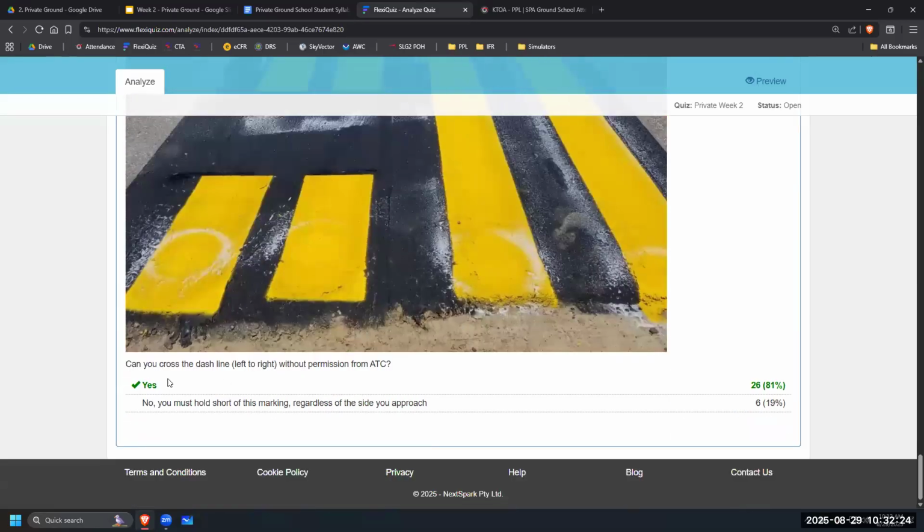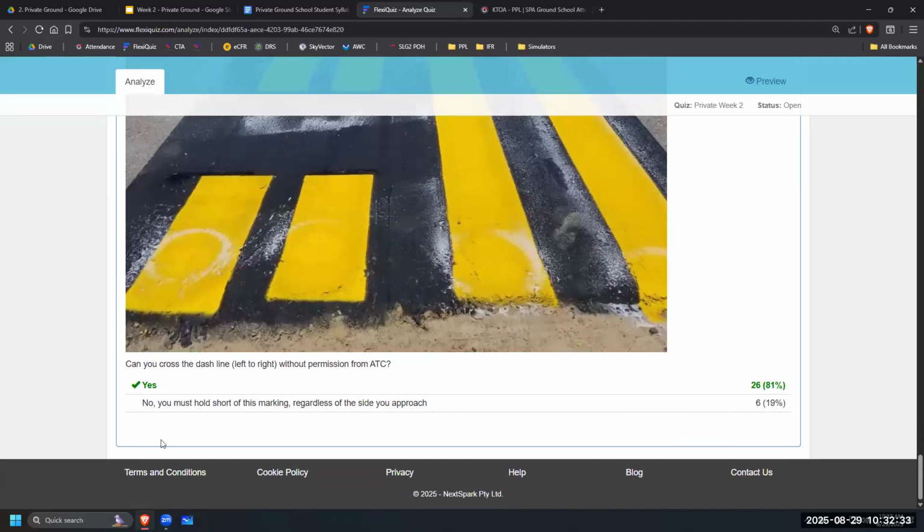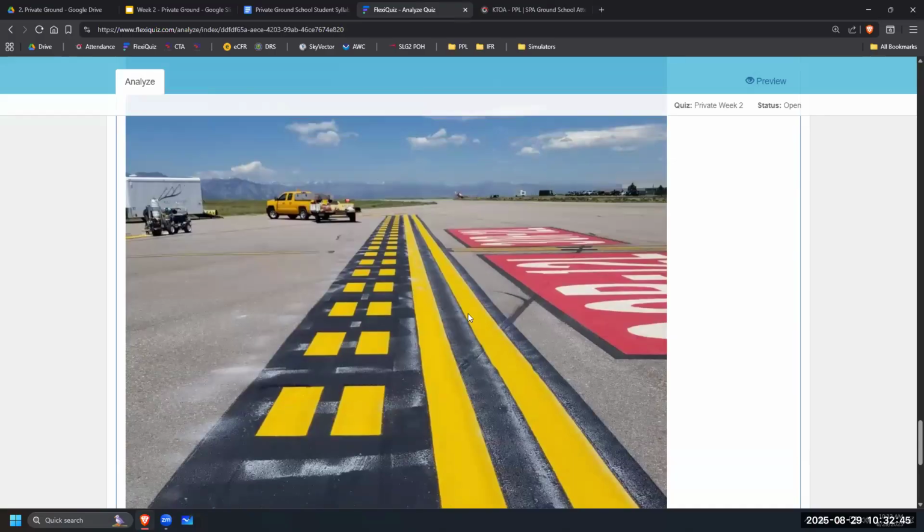Huge picture, but can you cross the dashed line left to right without permission? So can you cross from here over to here without permission? No, you must hold short of this marking regardless of the side you approach. So no, you do not have to hold short on the dash side. You hold short on the double solid line side. So this side, you have to stop before you cross. The dash lines means you're free to pass through.